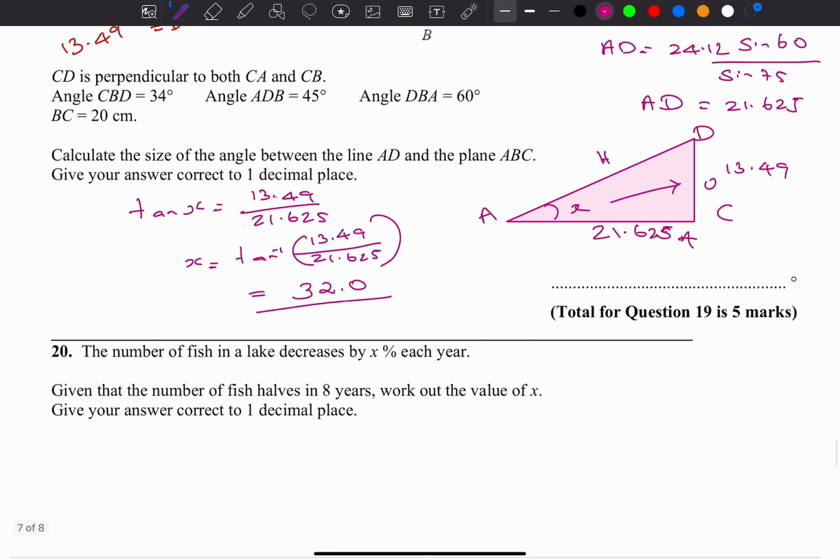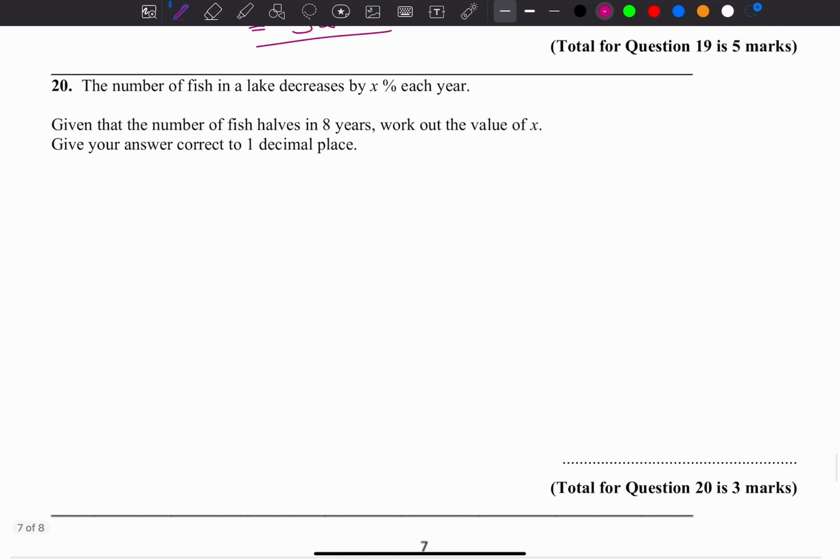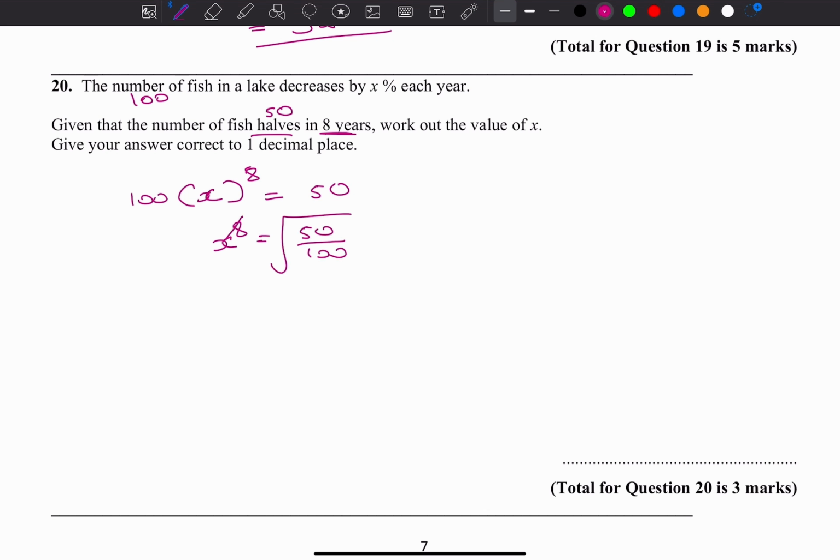So the number of fish in a lake decreased by x% each year, and it halves. Okay, let's say the number of fish was 100. If it halves, it becomes 50. First, how much is your deposit? 100. x to the power, sorry, x is you don't know. To the power 8. It should give you 50 at the end. x to the power 8 equals 50 over 100, to the power 8, root it to the 8. Answer to 3 decimal places, remember.